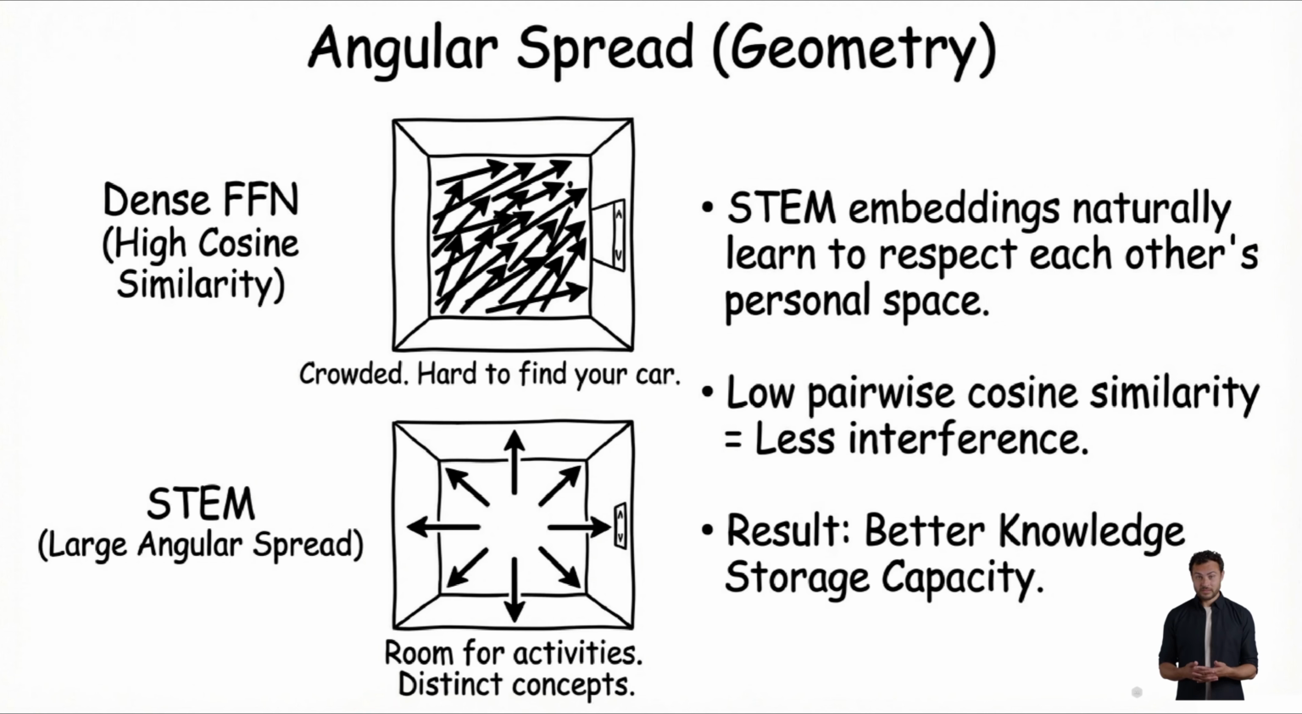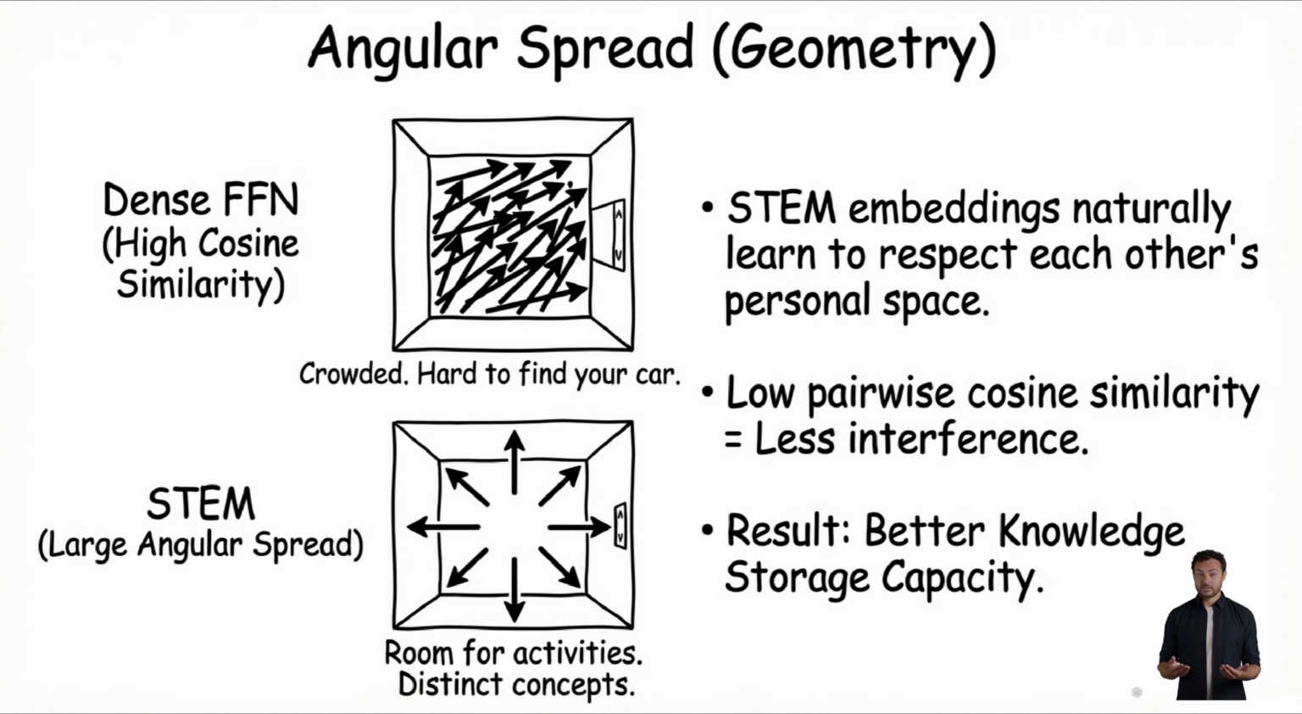On the top, the dense feed-forward network picture is drawn as a crowded geometry. Points are packed together. So many pairs end up with high cosine similarity. When everything points in similar directions, concepts overlap, and it becomes hard to isolate the one you want, like trying to find your car in a packed parking lot.